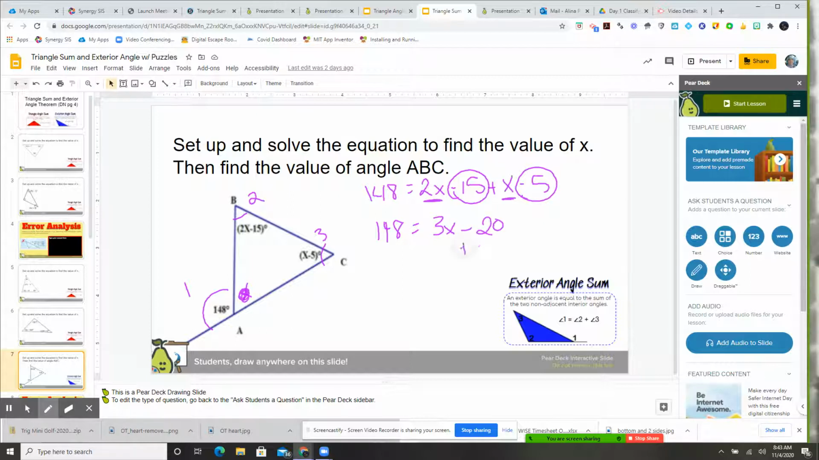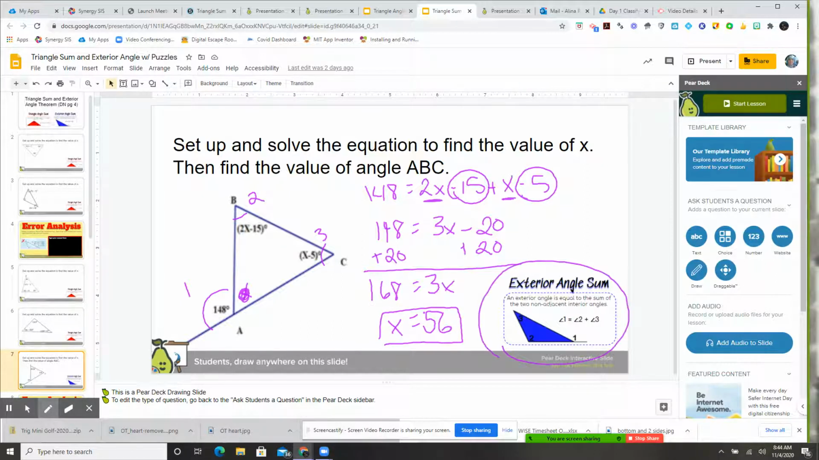You've got to add 20 to both sides here. So that's a common mistake. We get going and then we just don't add correctly. 168 equals 3x. So x equals, is that 56? Okay. But basically our rule is down here. This outside angle adds up to from those two inside angles. Outside equals inside plus inside.